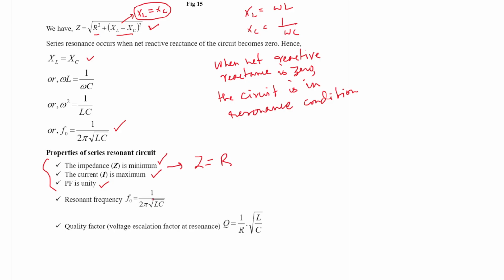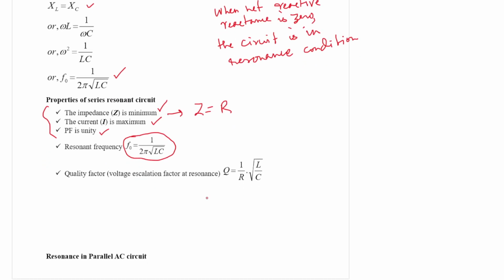The frequency at which this happens is called the resonance frequency, given by this formula 1 by 2 pi root under LC. Now the quality factor is another important factor, that is the voltage escalation factor. It is given by this formula, that is 1 by R root under L by C.